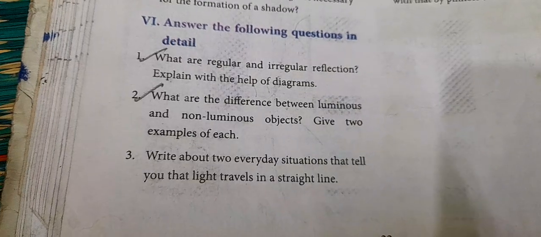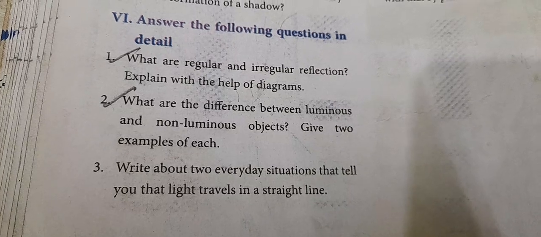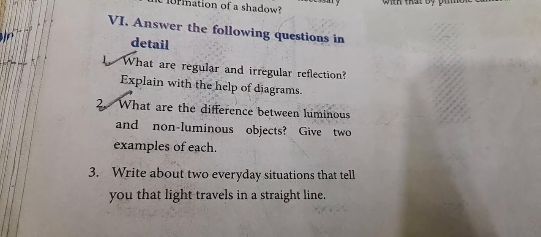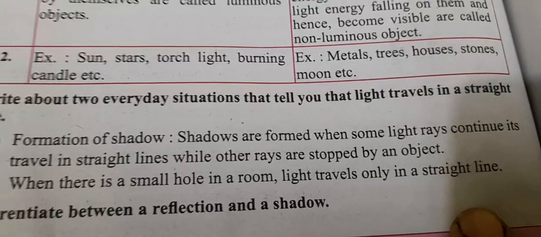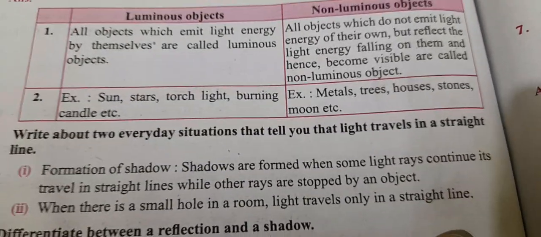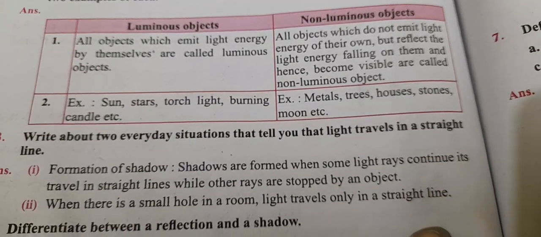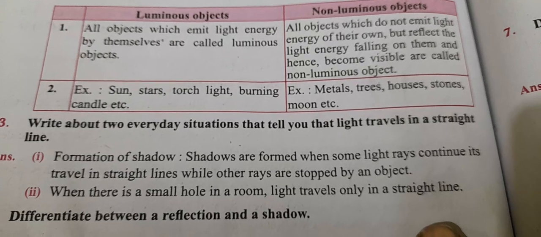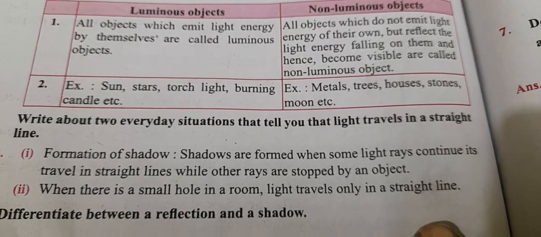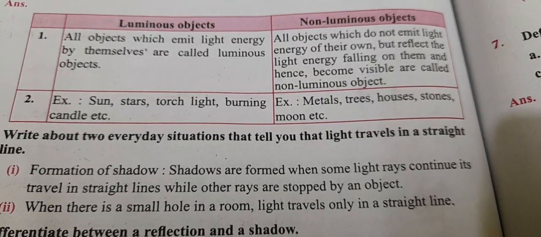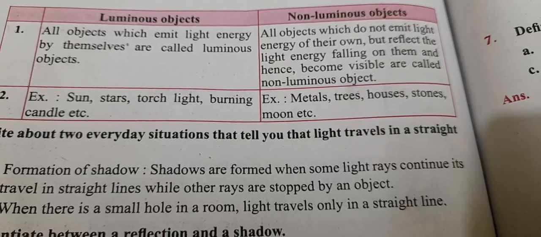Third question: write about two everyday situations that tell you that light travels in a straight line. Formation of shadow: shadows are formed when some light rays continue their travel in a straight line while other rays are stopped by an object. When there is a small hole in a room, light travels only in a straight line.